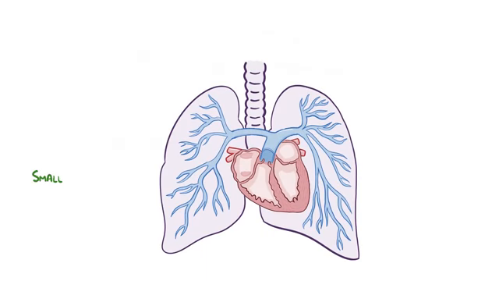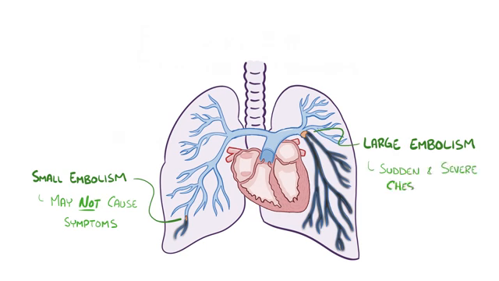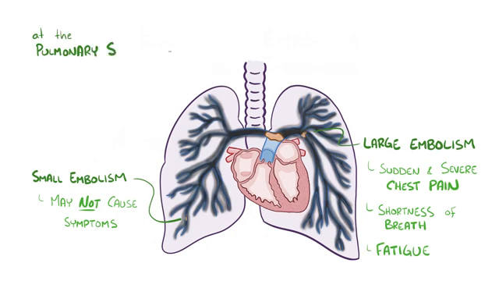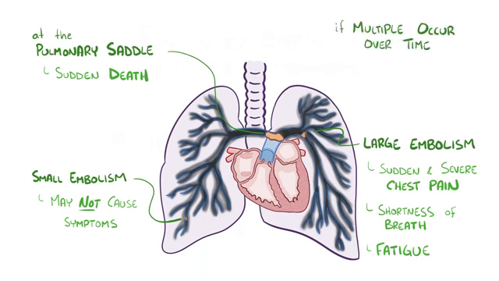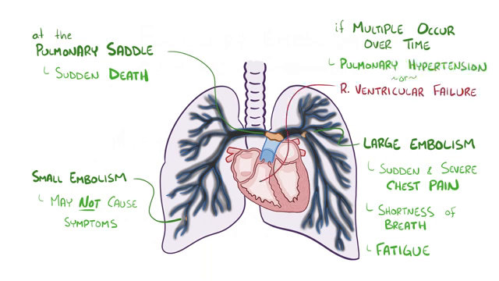Now, a small pulmonary embolism might not cause any symptoms, whereas a large one can cause sudden and severe chest pain, shortness of breath, as well as fatigue. If a large pulmonary thromboembolism happens at the pulmonary saddle, then it blocks blood from going to both lungs, and this can cause sudden death. If multiple thromboembolisms happen over time, then that can lead to pulmonary hypertension or right ventricular failure, because blocked arteries cause an increase in resistance, which requires the heart to supply more pressure to move blood past the obstructed arteries.